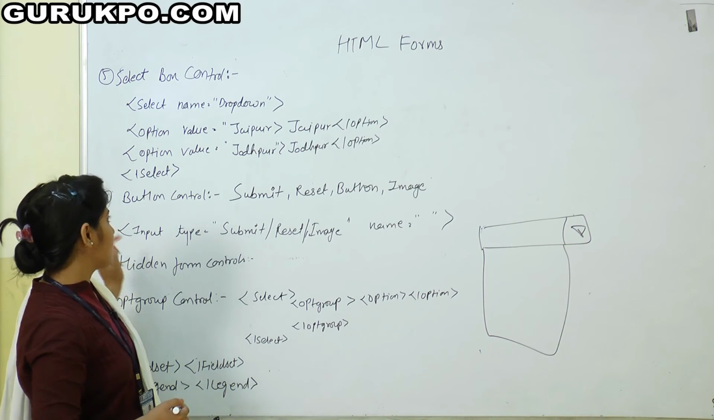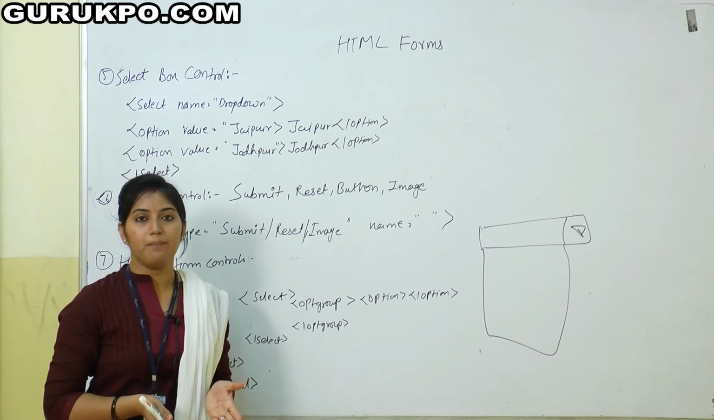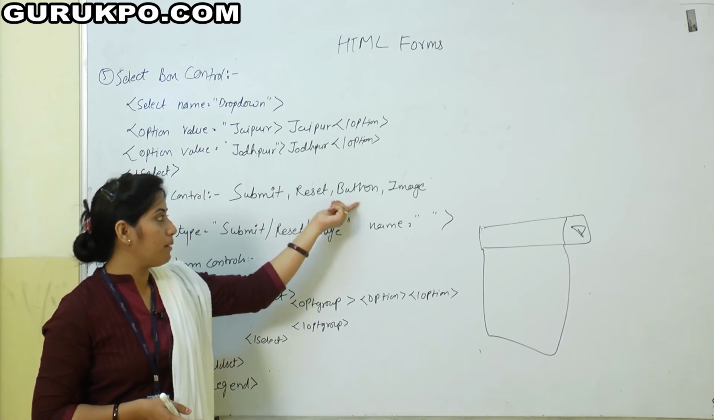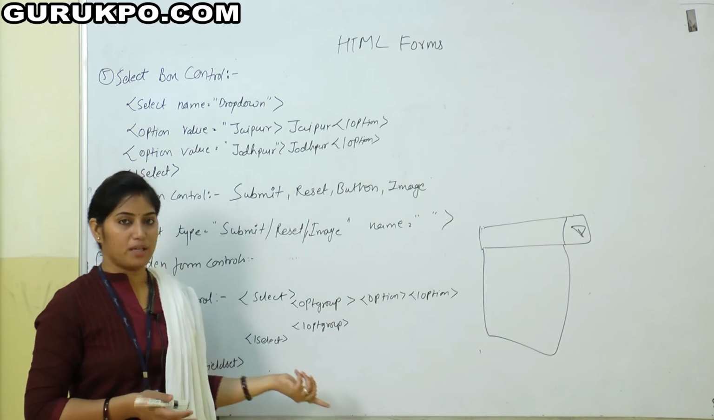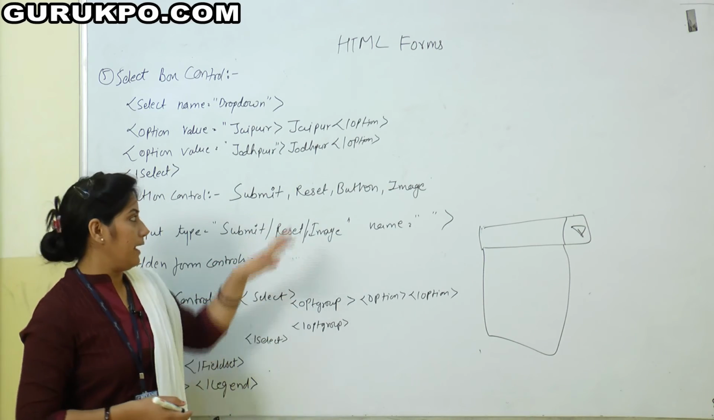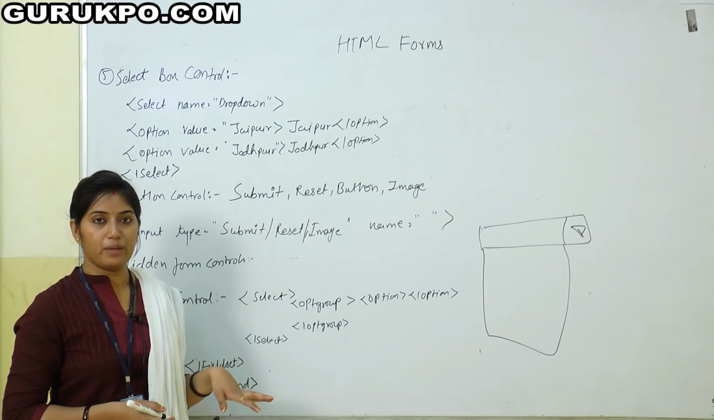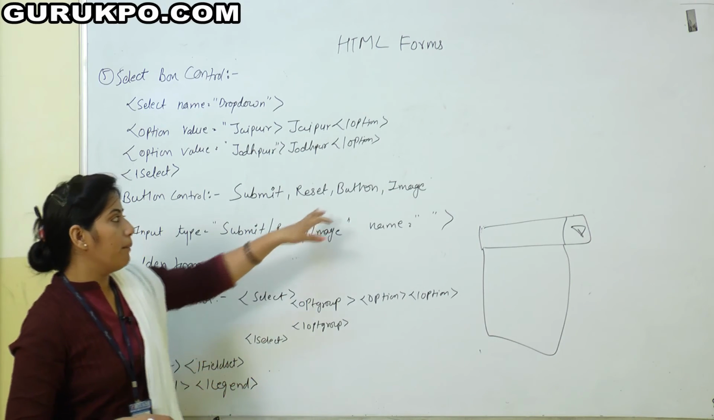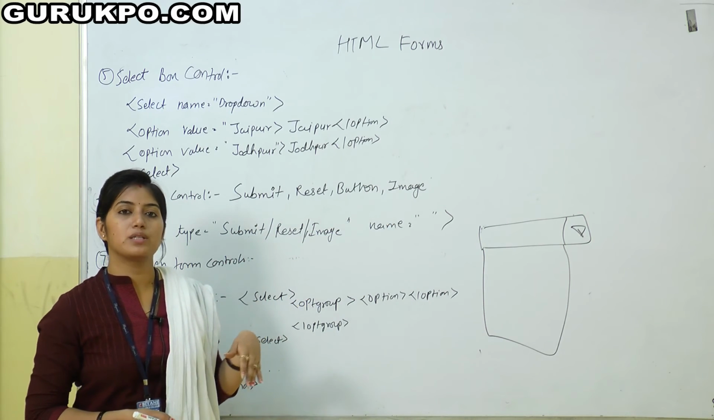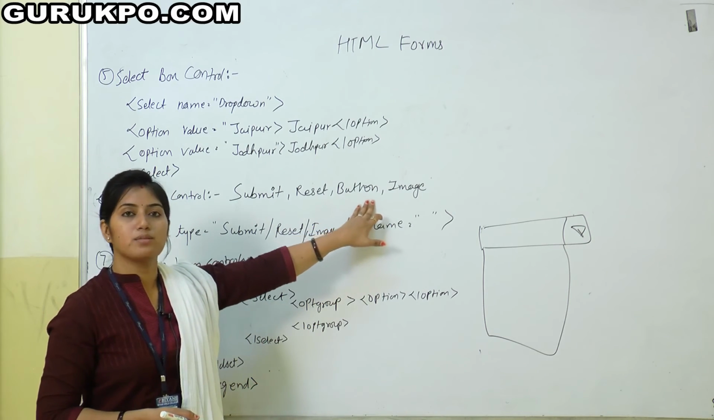Then the next one is the button control. Button control has different types. It can be a submit button, a reset button, a simple button, or an image button. In the submit button we submit our form. In the reset button we reset all the values which have been inputted by the user. A simple button we create for other uses, if we want the user inserted values to work.